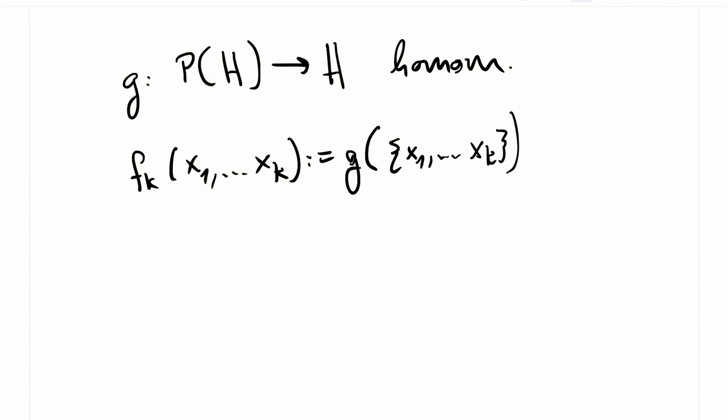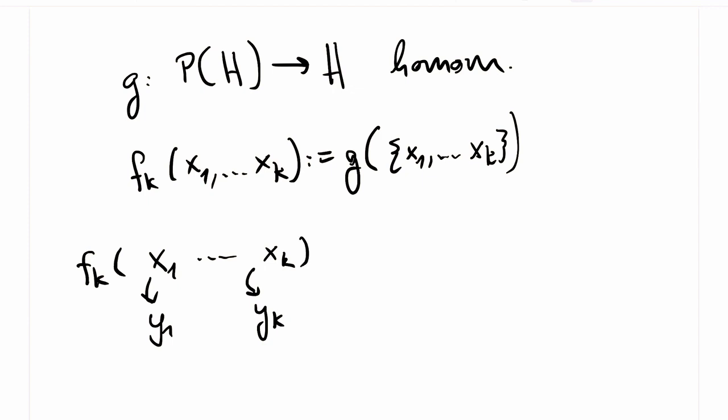So why is fk a polymorphism? We check the definition of polymorphisms. So we have this diagram. We suppose that x1, y1 is an edge, and so on. xk, yk is an edge in H. And we have to prove that if you apply fk to the x's and fk to the y's, the resulting pair will be an edge.